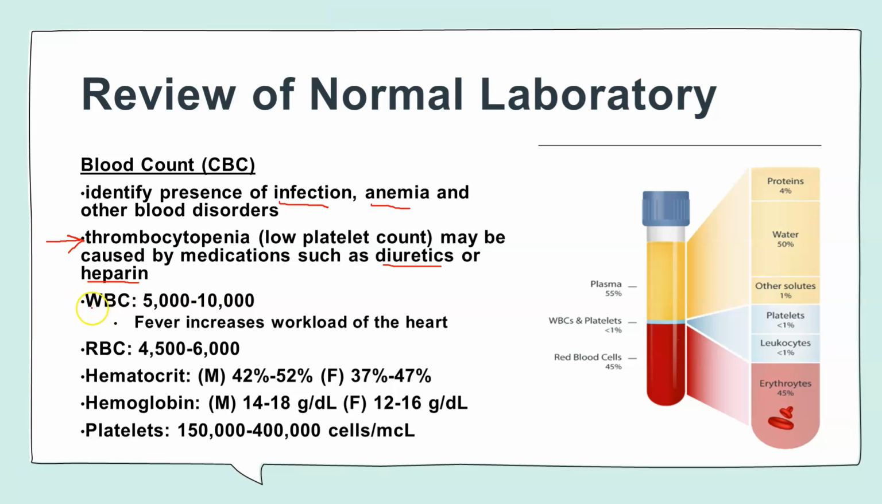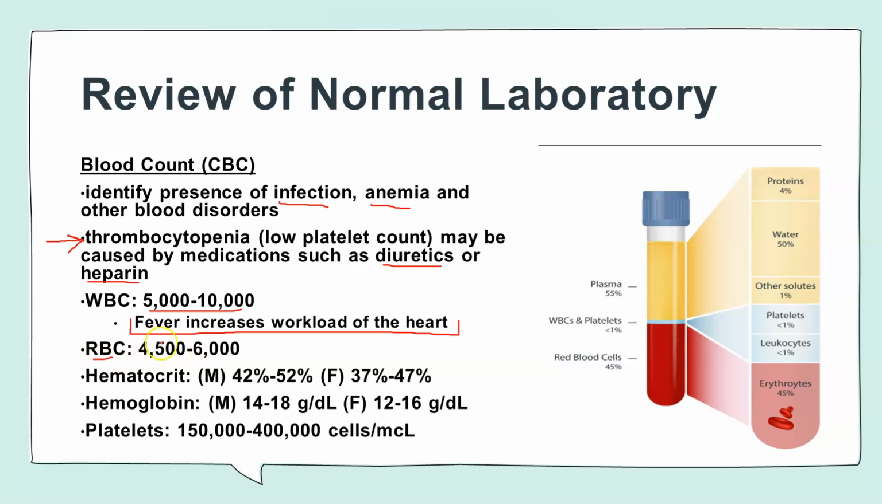So you remember WBCs are 5,000 to 10,000, but we also recognize that a fever will increase the workload of the heart. If you have an active infection, so you have massive vasodilation, your heart wants to speed up to maintain adequate tissue perfusion, and that's going to require more oxygen for that heart to be as effective.